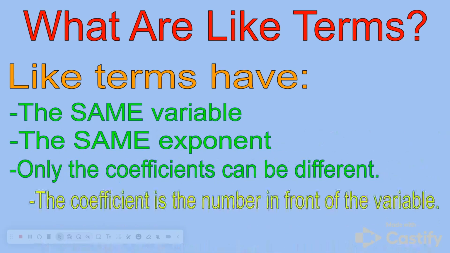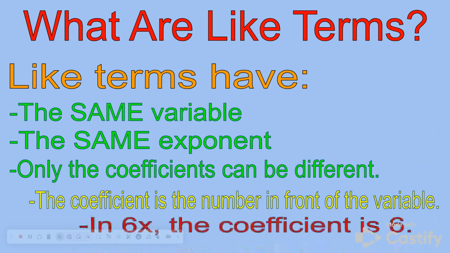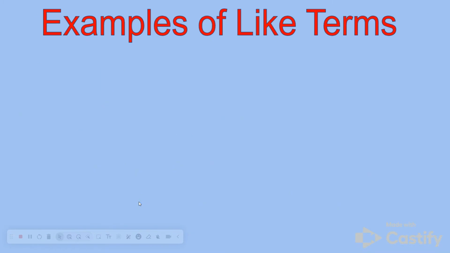So if you remember, coefficients are the numbers in front of the variable. So for example, if we have 6x, the coefficient is 6. So the number in front of the variable is the only thing that can be different when we're talking like terms. Okay, so here's some examples of what are and are not like terms.